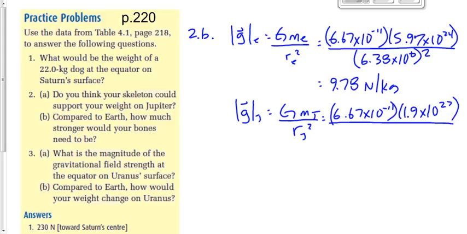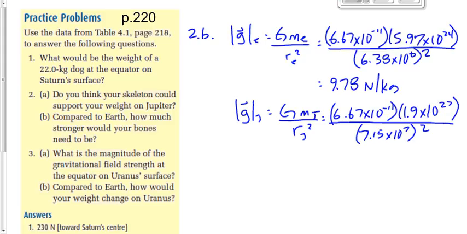Radius of Jupiter. Ben, you got that one? 7.15 times 10 to the 7 meters. All right, so look at this. It's heavier. It's a lot heavier, right? Which is going to increase gravity, but it's also bigger. It's a bigger radius, which is going to decrease gravity.